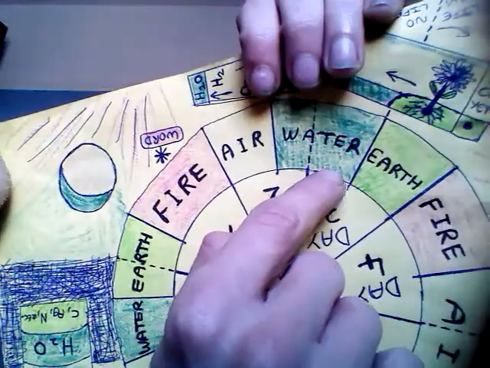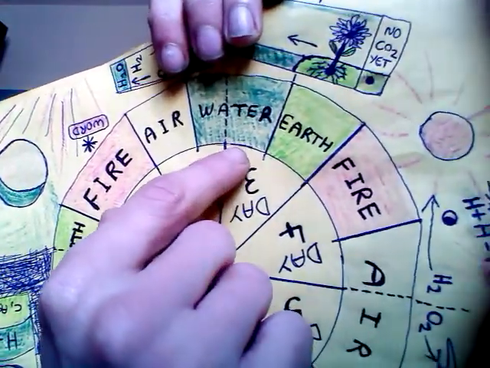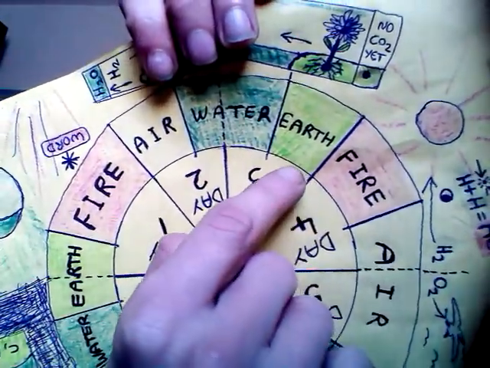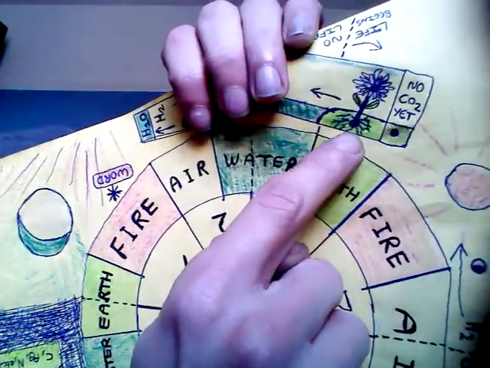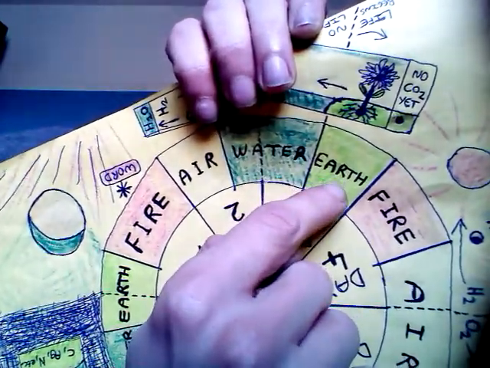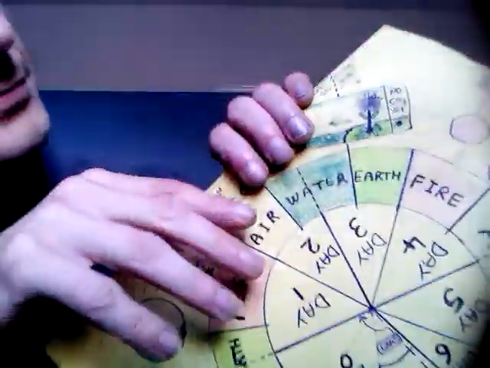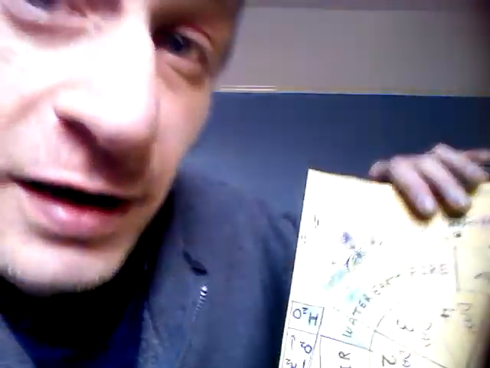So then on the third day, the remaining water is gathered together in one place, so that the dry land appears, the earth. And all the life in the earth, the plants, are created on that day. But they do not start growing yet, because there's no carbon dioxide. We've only got hydrogen and oxygen in the atmosphere at the moment.